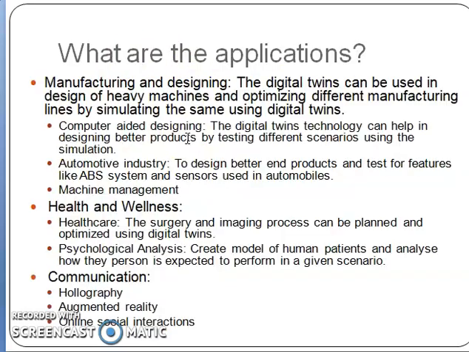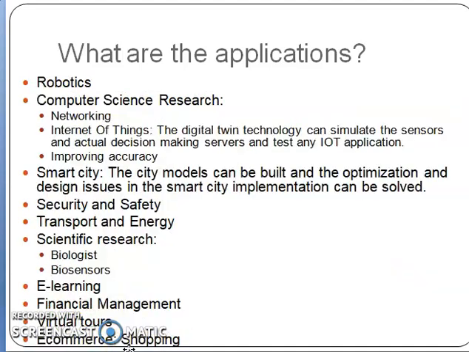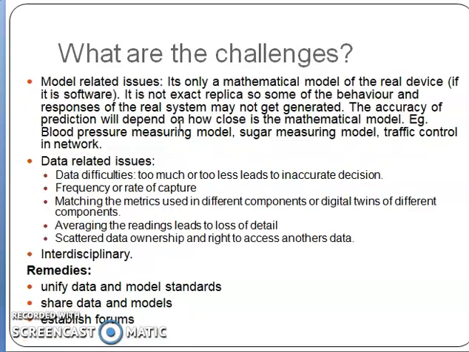Now, the several applications: in manufacturing and design, we can make use of the digital twin. Health and wellness, we can make use of the digital twin. And in communication, holography, augmented reality, online social interactions. Then robotics is an area, computer science research is there. Then smart cities, security and safety. Then transport and energy, scientific research like biologists or biosensors. Then e-learning, finance management, virtual tours, e-commerce shopping. So a lot of applications are there for the digital twin.